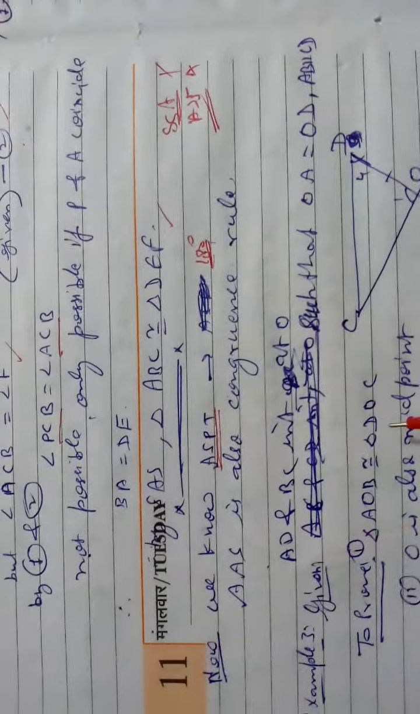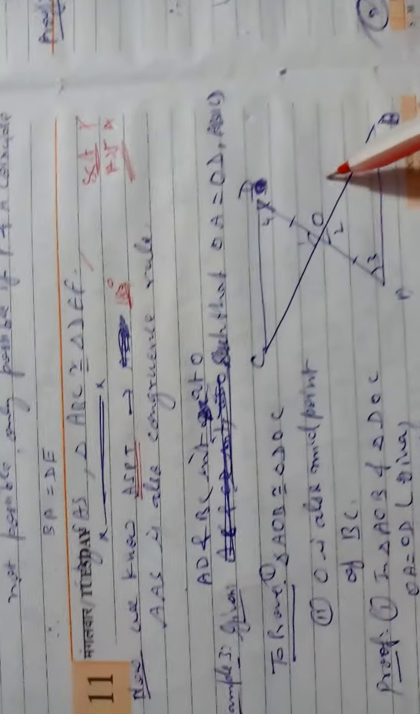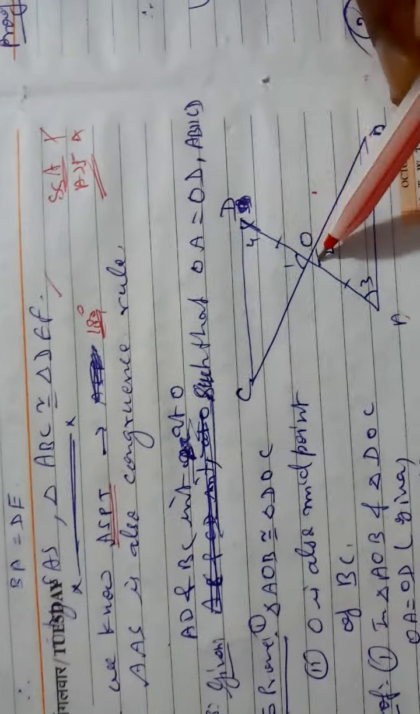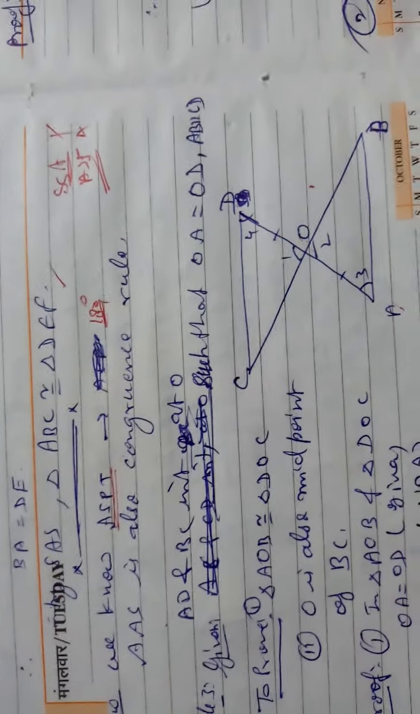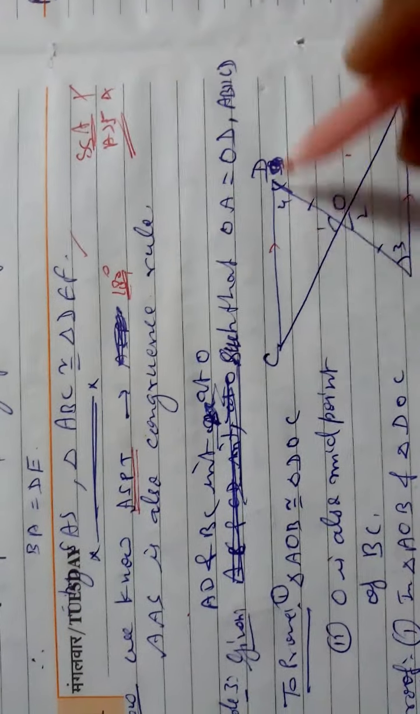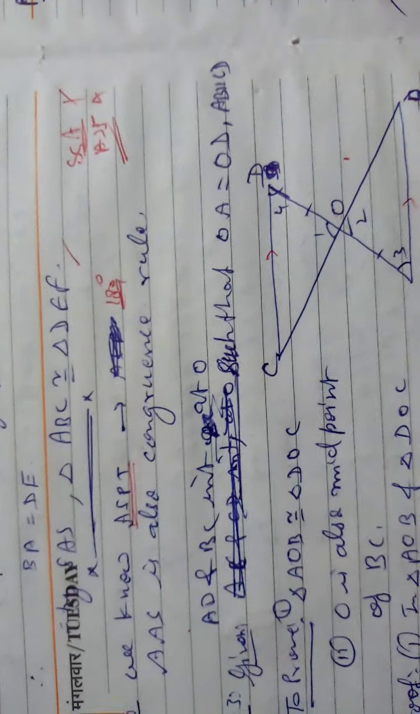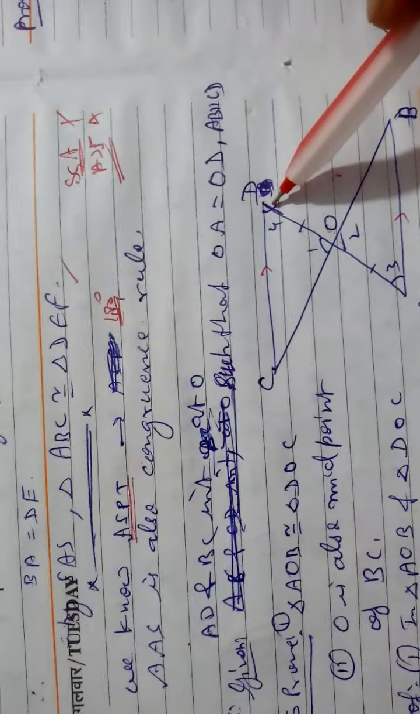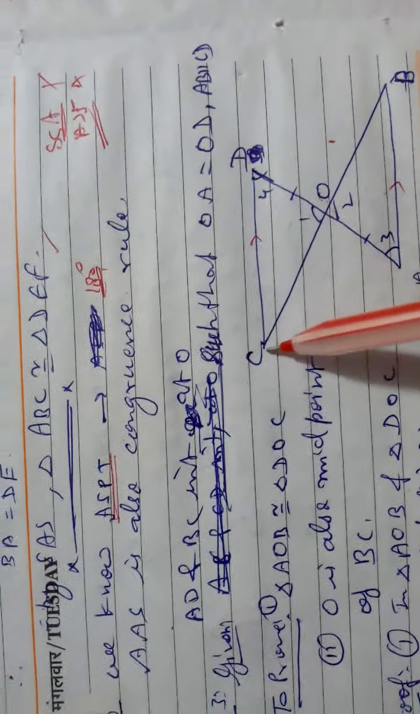Now one example is given. Two lines AD and BC intersecting at O, such that OA equal to OD. OA and OD are equal. You want to prove, and also given these two lines are parallel. AB is parallel to CD, it is given. AD and BC intersect at O such that AO equal to OD. You want to prove these two triangles congruent, as well as O is also the midpoint of BC.